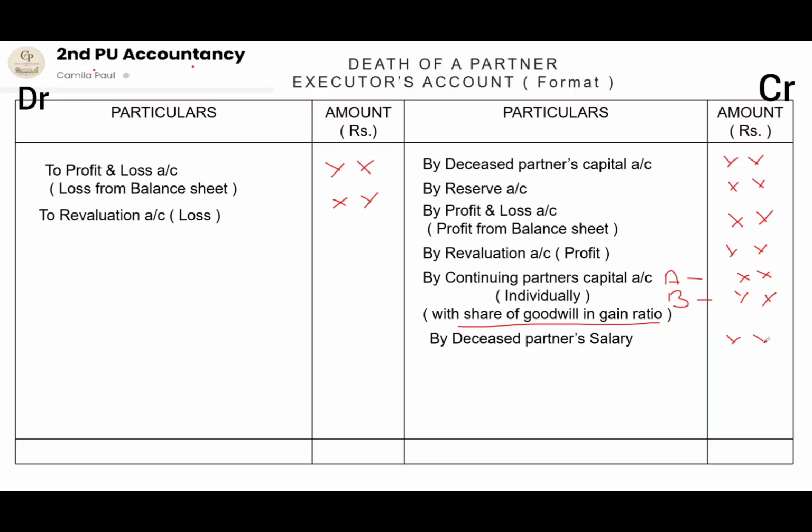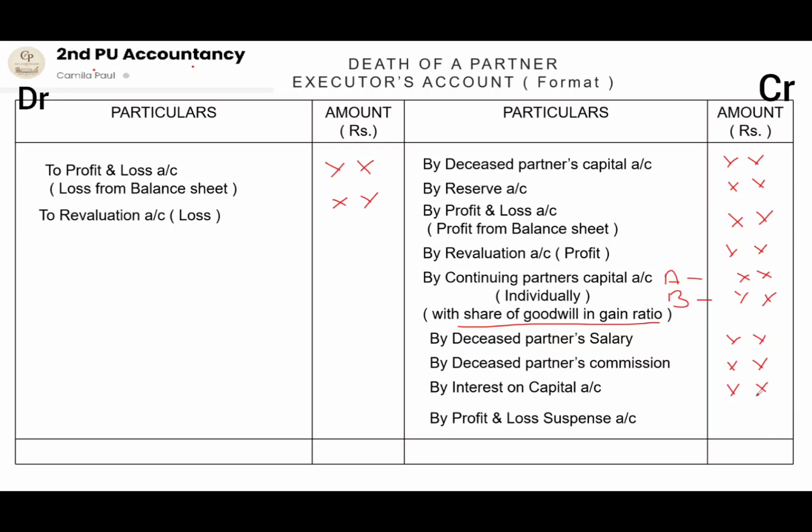So next, if there is a salary that has to be provided for the deceased partner up to the date of death, and any commission for the deceased partner up to the date of death is provided on the credit side, and interest on capital is recorded on the credit side of the executor's account, and any profit for the current year which is based on the previous year is to be provided, which will be recorded as profit and loss suspense account. A share of that profit up to the date of death is provided on the credit side of the executor's account.